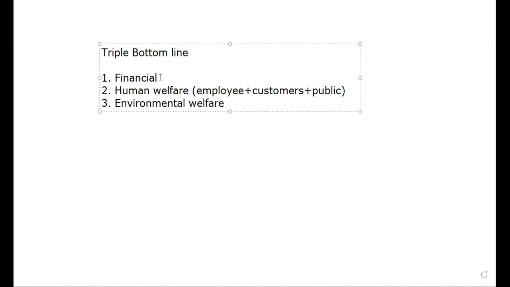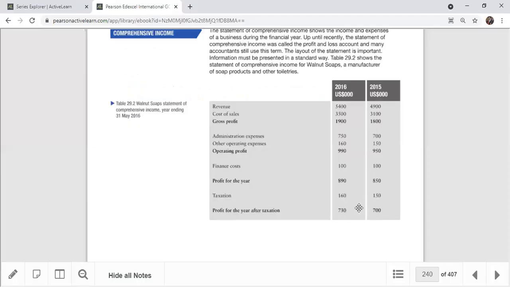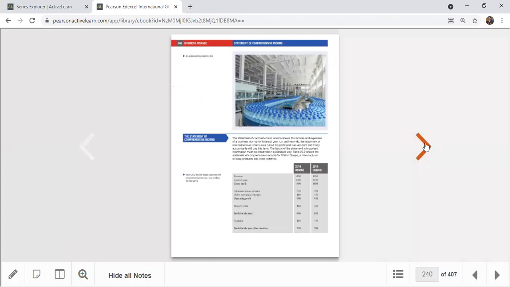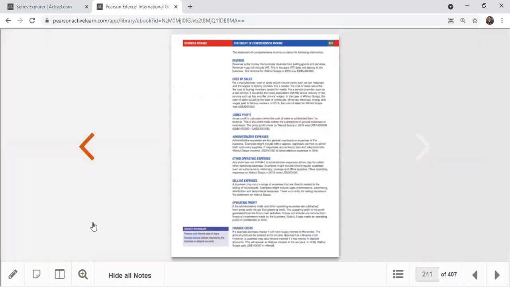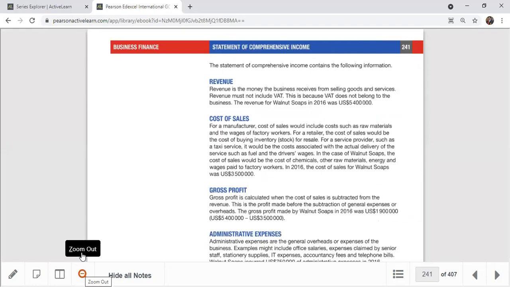That's why, as a business organization, you have to think about the triple bottom line concept: financial success, human welfare success, and environmental welfare. All three are really important. That's why in dealing with the statement of comprehensive income, you always give more priority to financial success, but this also includes some contributions you make to environmental as well as humanitarian activities. This we call CSR. Some people don't believe in CSR, but this is the CSR concept, really important: corporate social responsibility, right? So these elements, the explanations are here. I know that you can understand.